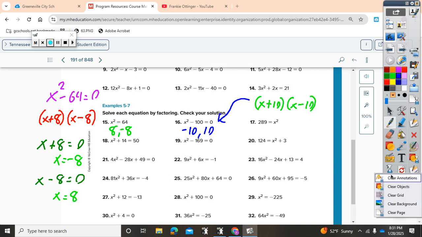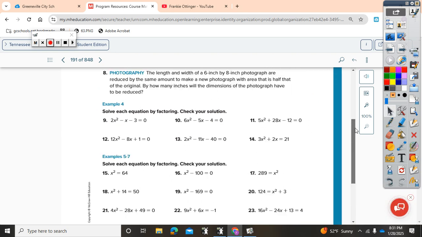Your other scenario that I want you to practice is a 3-term.